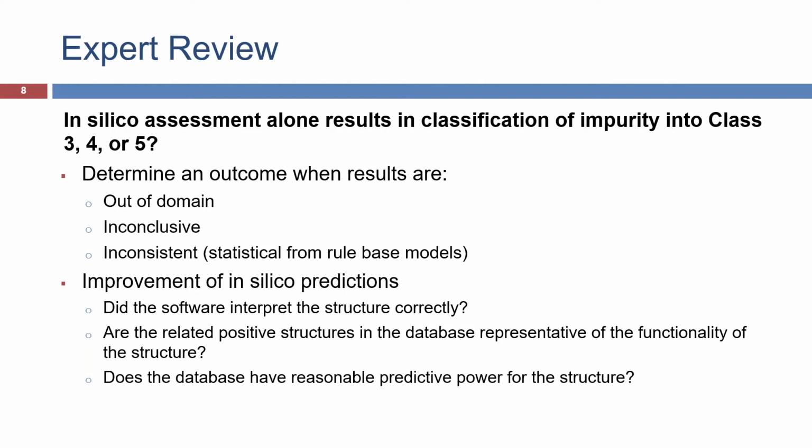It is also useful when you need to improve that prediction. For example, in looking at the software, were the structures interpreted correctly? Or are there other positive structures in the database that are representative of the functionality of the structure? Does the database have reasonable predictive power for the structure? Does it have enough structures or enough related structures that we consider that this is truly a predictive result?